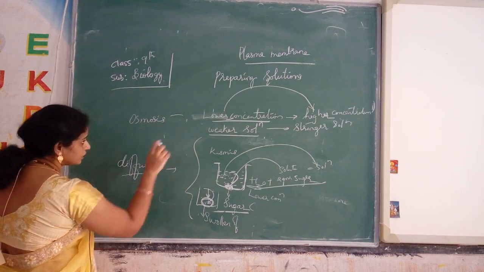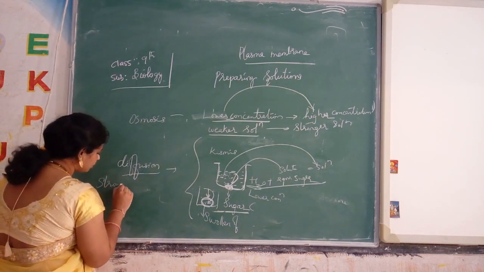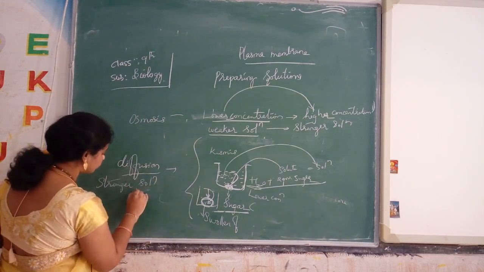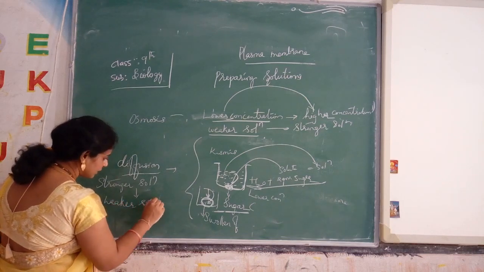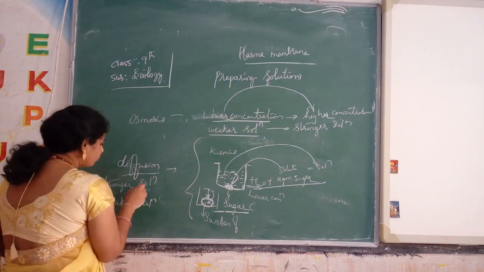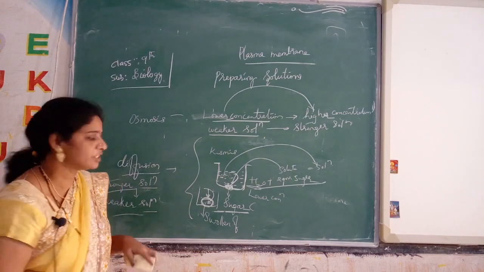Movement from the stronger solution to the weaker solution is called diffusion. It is exactly opposite to osmosis. Movement from the stronger solution to the weaker solution is called the diffusion process.